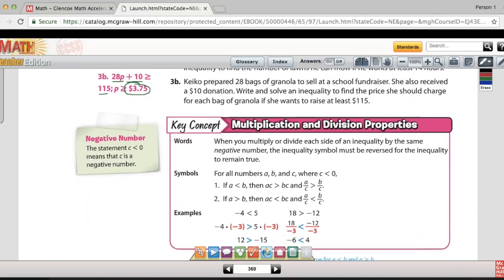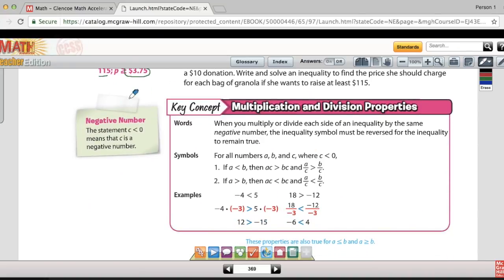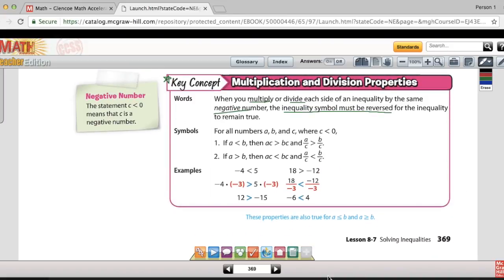Okay, lastly, this key concept's the one that really trips students up, because when you multiply or divide by a negative number, then the inequality symbol has to be reversed. And it's not just to make it really confusing for students, it's because if you don't flip it, then the answer does not work out. And when you substitute numbers in, it doesn't make the inequality true.